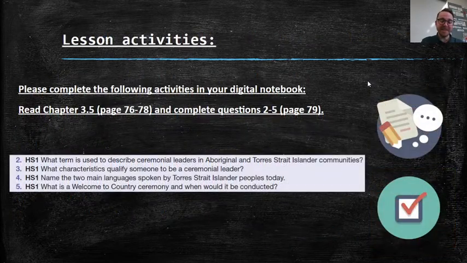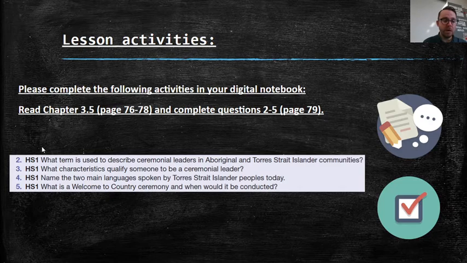Right. So now that we know a little bit about Indigenous language and culture and Welcome to Country, we're going to be using that to look at chapter 3.5 in our textbook, which is page 76 to 78. And I'd like you to complete questions 2 to 5, which is on page 79. And I'll show you where that is in a moment, but you can see I've got a screenshot of the questions in the slides.